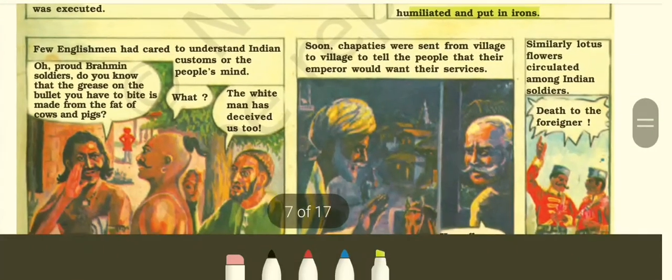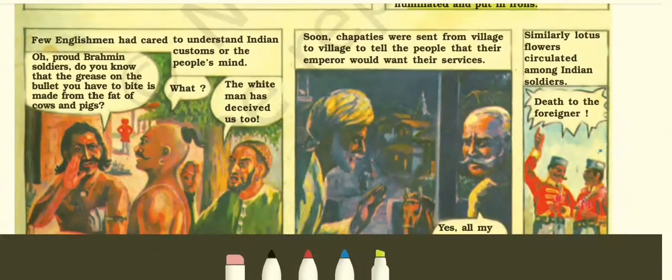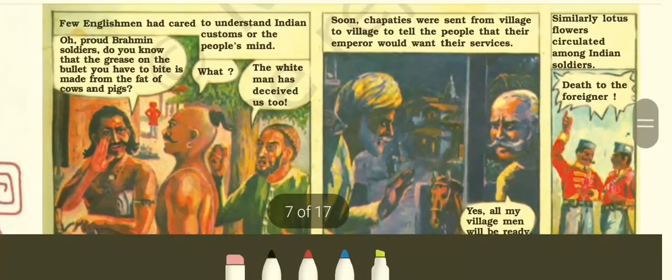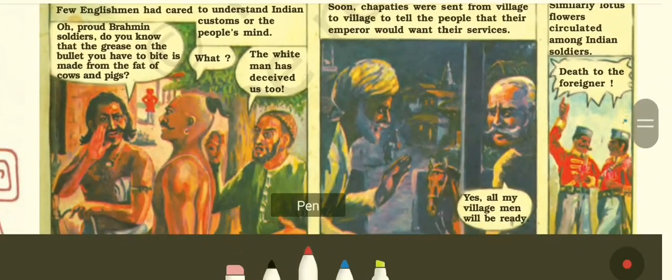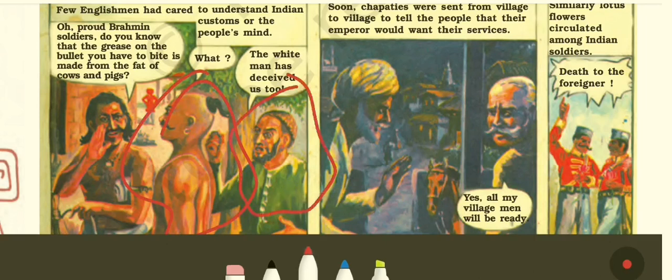Few Englishmen had cared to understand Indian custom or the people's mind. Not many of them cared to understand. So someone said, oh proud Brahmin soldiers, do you know that the grease of the bullet you have to bite is made from the fat of cow and pig? What? The white man has deceived us too. So cows are sacred to Hindus, Brahmins, and then the Muslims, they don't like particularly the animal called pig.